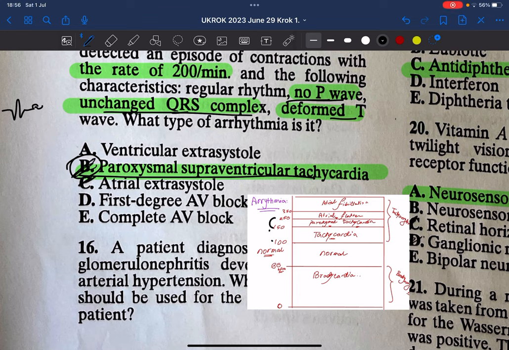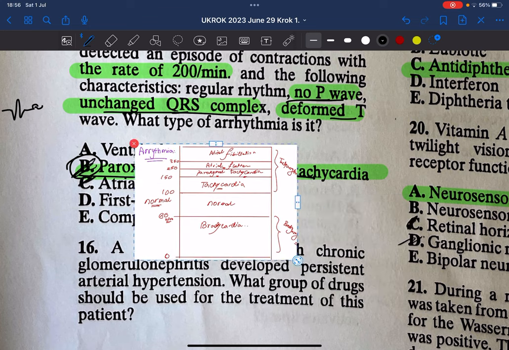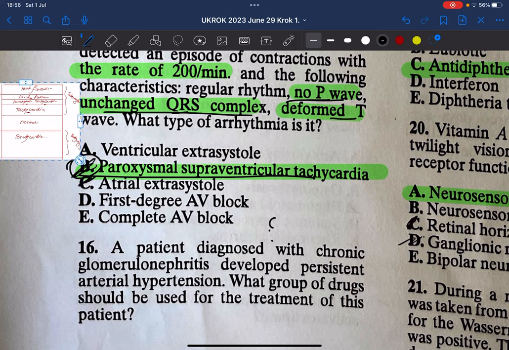AV blocks, again, we should see a delay. We will see in one question a delay of the PR interval. So yeah, this is my opinion about this question.